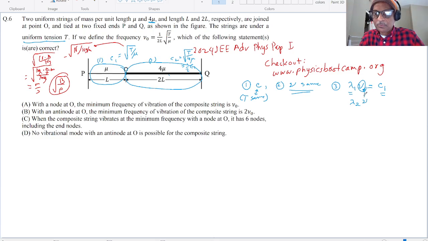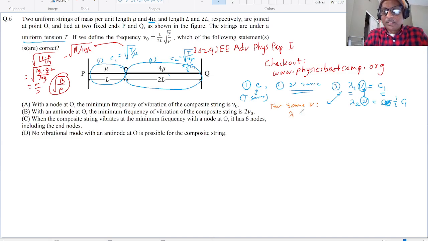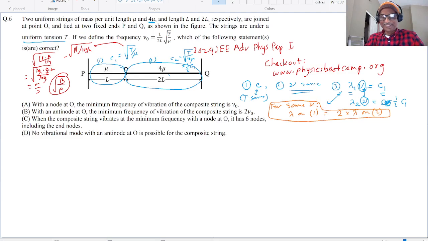So if I have the same nu, then this will be 1/2 C1. You can see that if I have the same frequency, the wavelength over here is double the wavelength over here. All right, so from here we got this very important information: for the same nu, the wavelength on 1 is 2 times the wavelength on 2. So this will be our rule, and we're going to draw some pictures, and that will give you a very cute way to solve this problem.